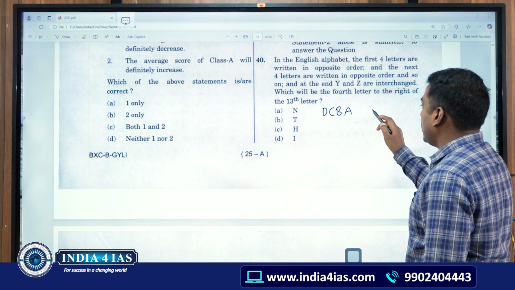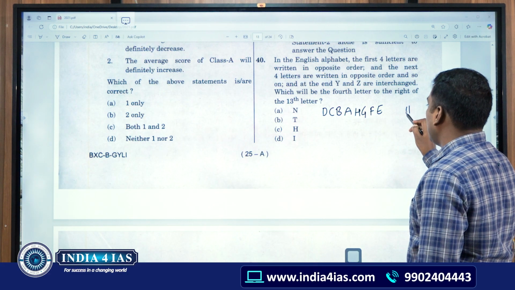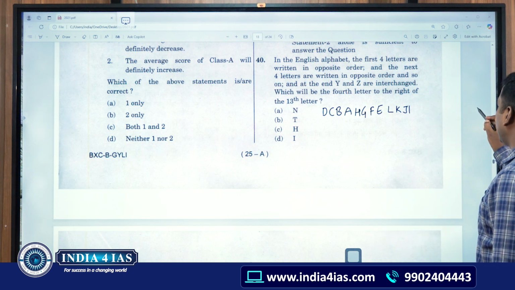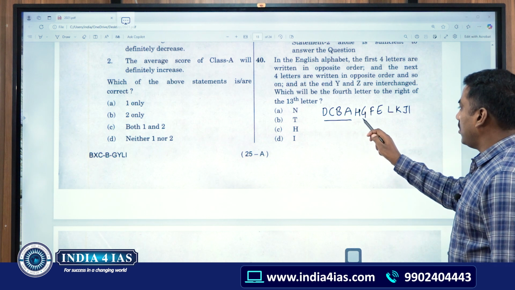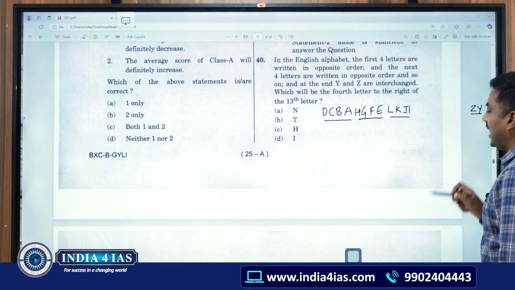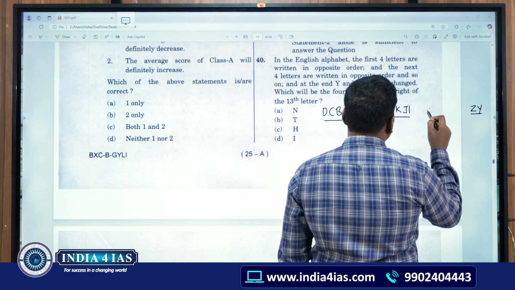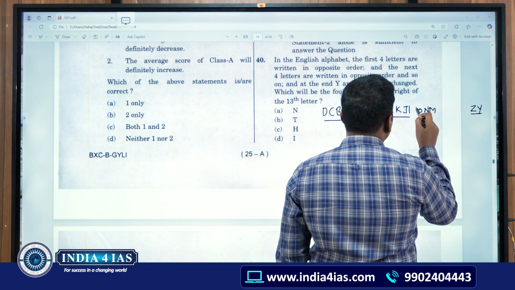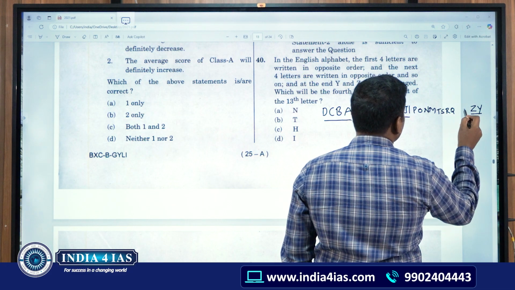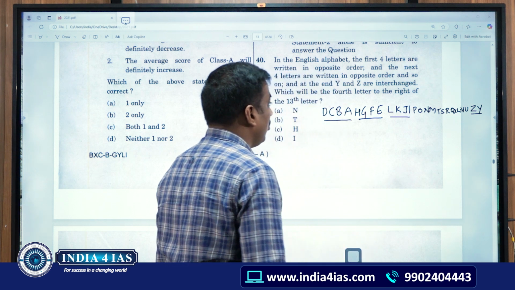Then we have to write E, F, G, H. Then I, J, K, L. Like this, we are repeating up to Z. See, the group of 4. So 4 sixes are 24. Y, Z will be remaining, but Z and Y are getting interchanged. So I, J, K, L, then M, N, O, P, then Q, R, S, T, U, V, W and X. This is how we will get.